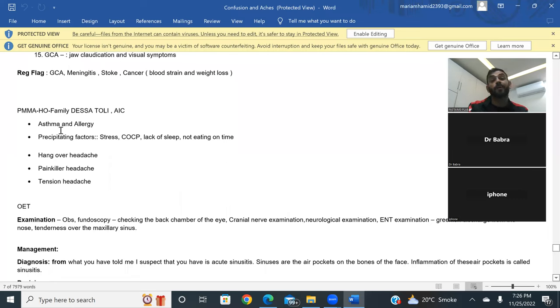Then in the PMH, drug history, family history, in the sinusitis question, always ask about the asthma and allergy. Do you have allergy to anything? Are you allergic? Are you having a long-term medical condition like asthma? Are you taking any long-term medication like aspirin, anything? Okay. Because specifying the thing carries you more marks. So the rest of the things you will be asking.